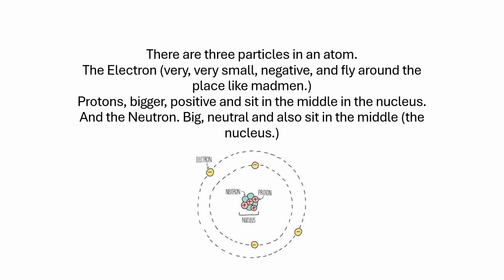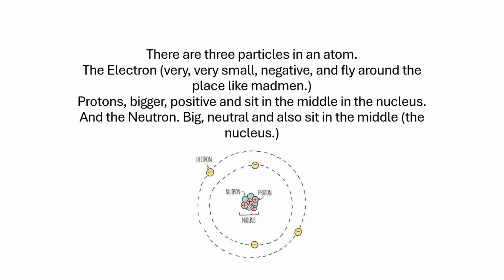There are three particles in an atom that we study at GCSE. The electron, which is very, very small, has a negative charge. So just imagine it's the negative end of a magnet. And these things fly around the atom like crazy people, like madmen.